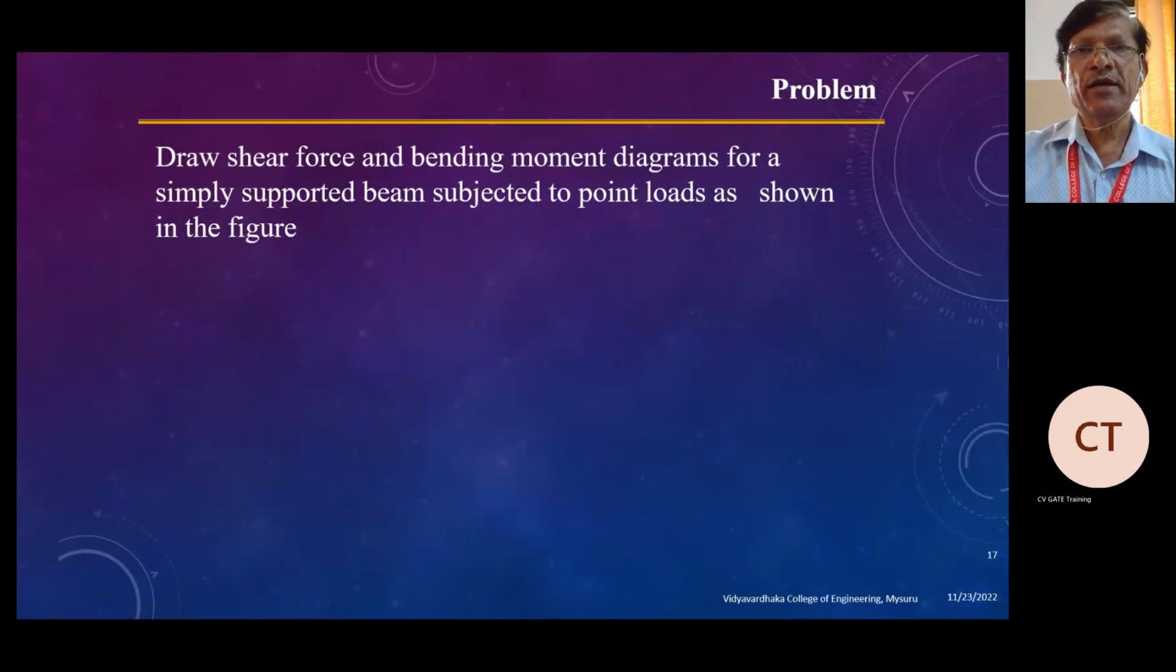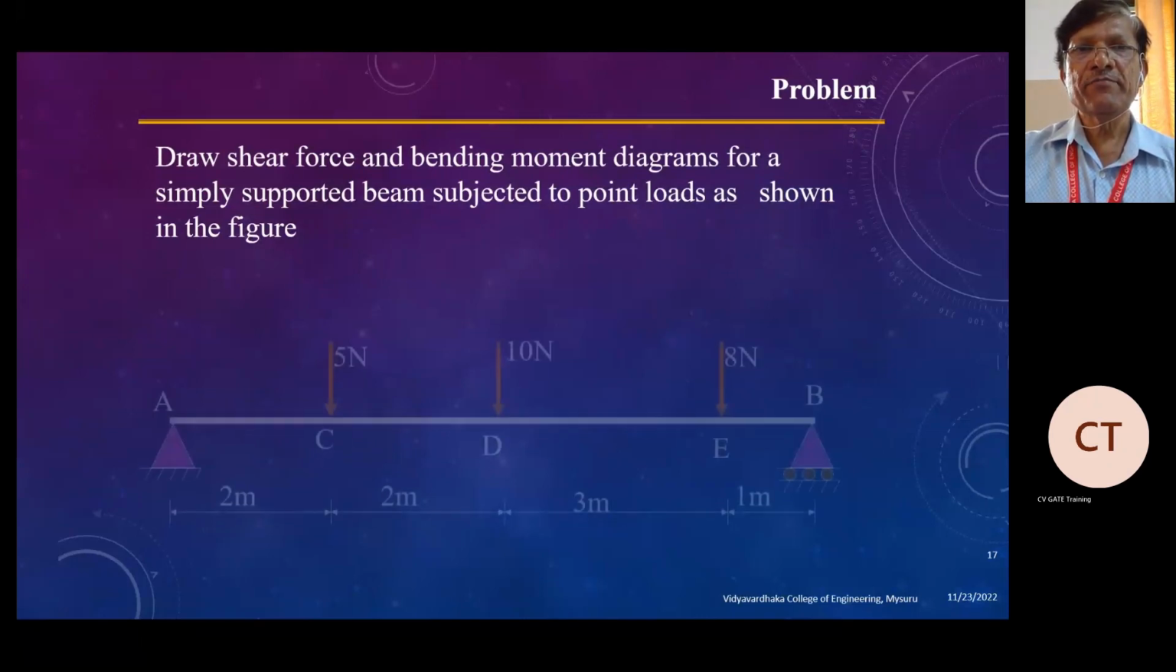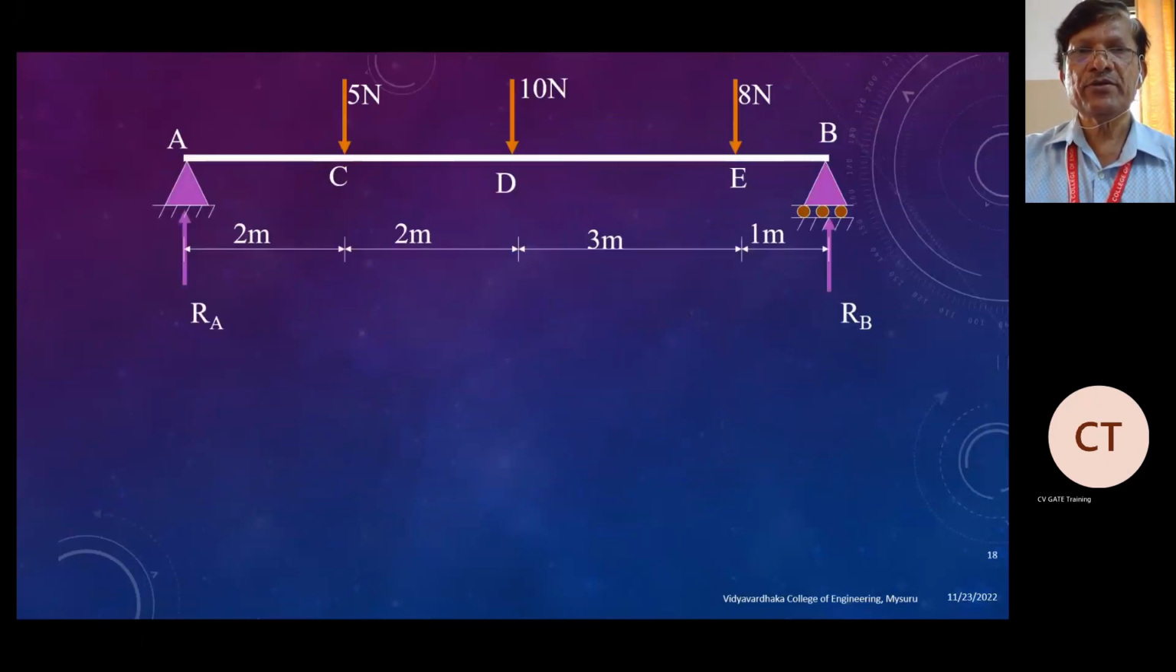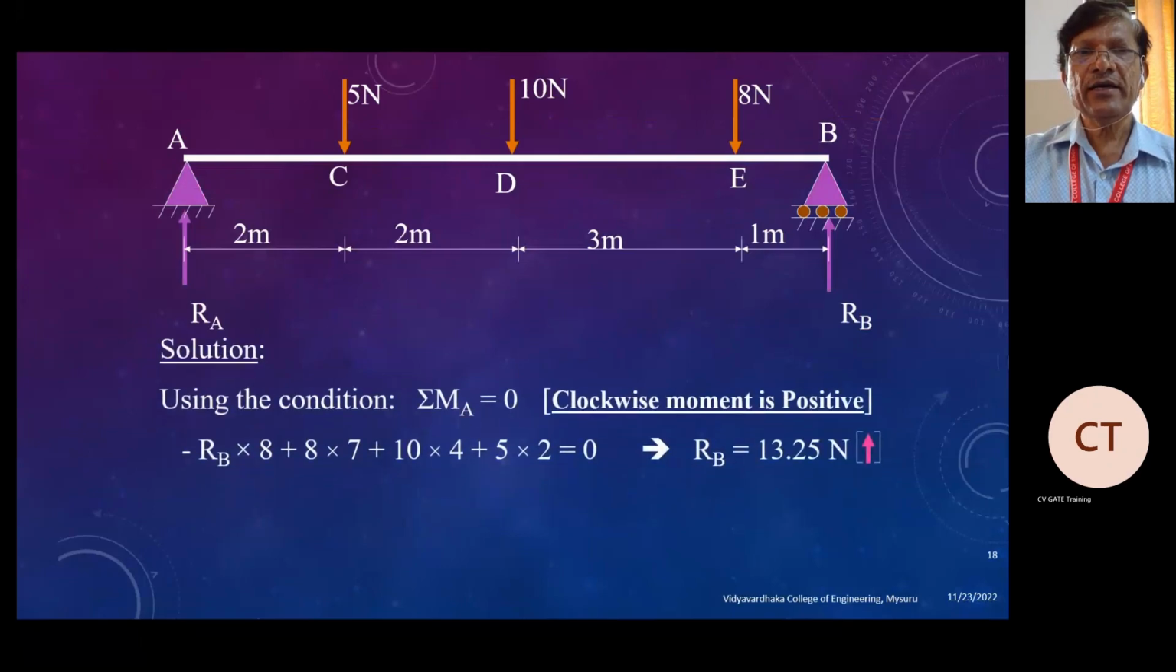Now we will consider some problems on how to draw the shear force diagram and bending moment diagram for a simply supported beam, similar to this. It is very simple, we'll take a simple problem. We will have different loads on the beam, with one end a hinged support and the other a roller support. The first step is to calculate the reactions RA and RB.